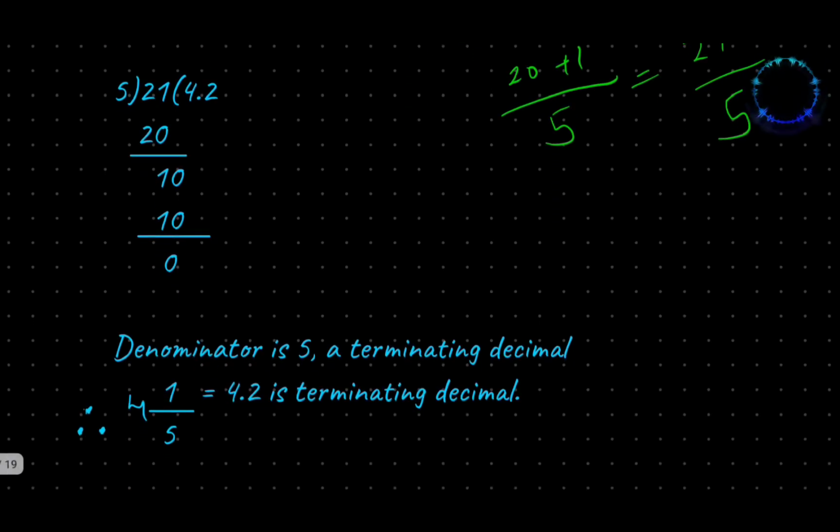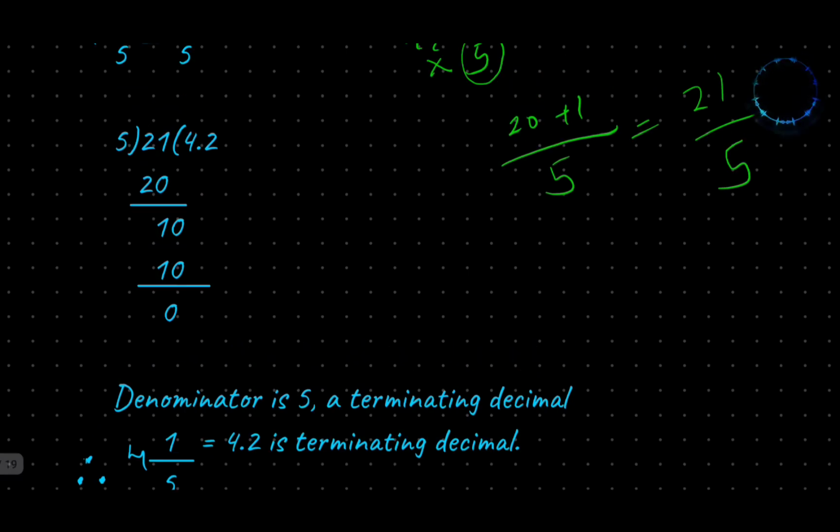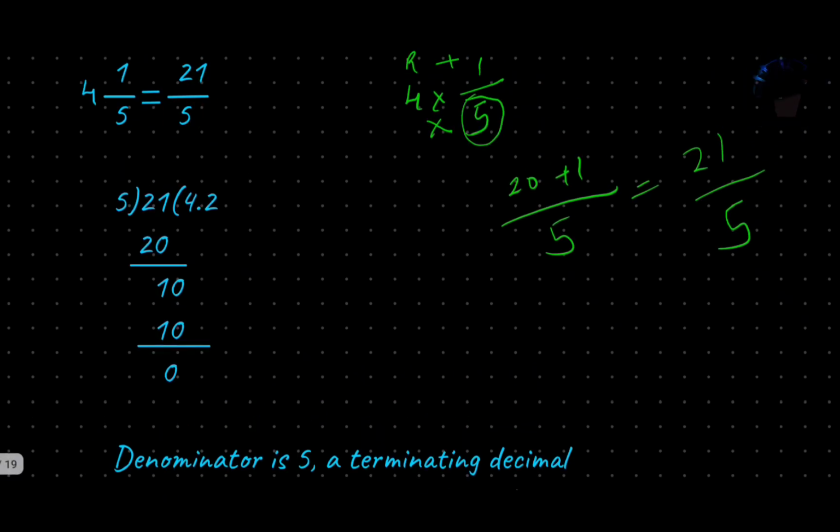The denominator is 5. A terminating decimal. See, the denominator is 5, which is in the form of 2 power n and 5 power m, right? We need any one. So we got 5 power m, which is 5. If there is nothing, that is 1, right? So 5 power m.